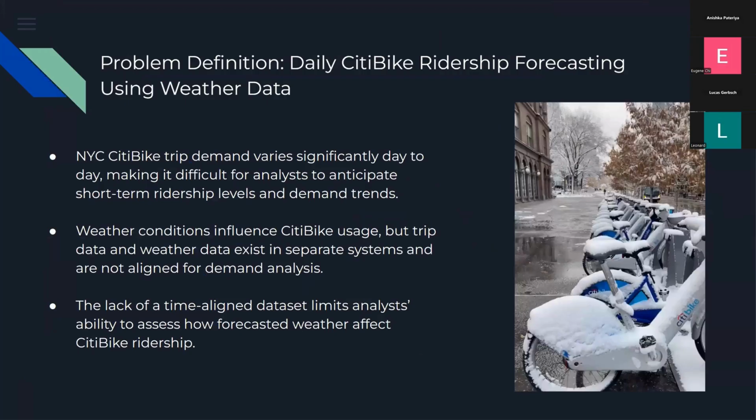All right. So, as Lucas just said, we're checking city bike daily ridership forecasting using weather data. And New York City city bike trip demand varies significantly day to day, making it difficult for analysts to anticipate short-term ridership levels and demand trends. Weather conditions influence city bike usage, but trip data and weather data exist in separate systems and they're not really aligned for demand analysis. And so the lack of a time aligned data set limits analysts' abilities to assess how forecasted weather could affect city bike ridership.